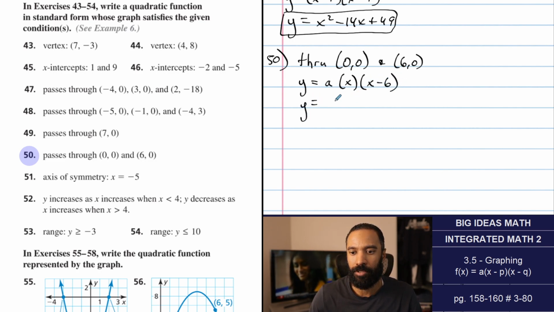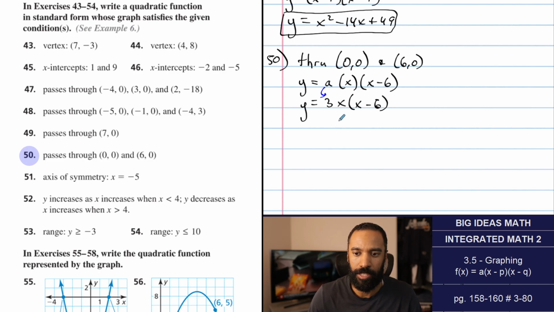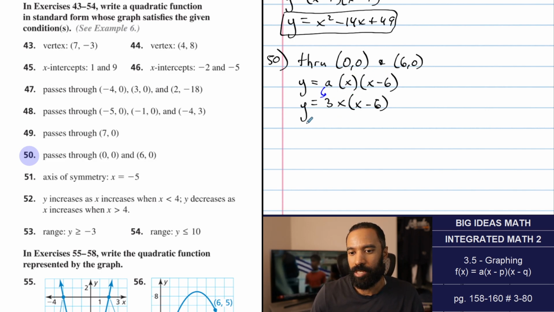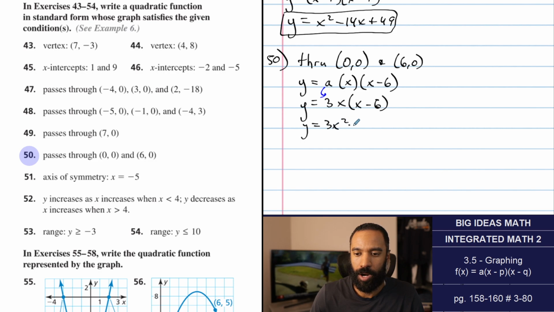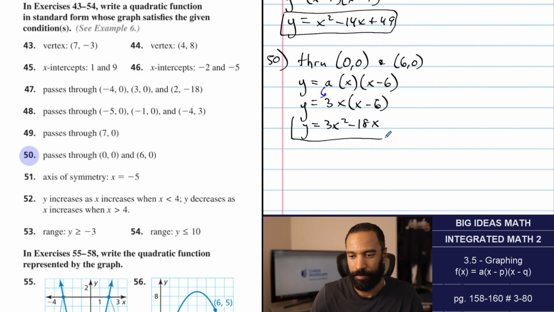Let's put in a, though. Let's put in 3. 3 times x. 3x times x minus 6, right? Insert your own. Let's go. I inserted my own. 3x times x minus 6, distribute that. We get 3x squared minus 18x. Totally. Working it out.